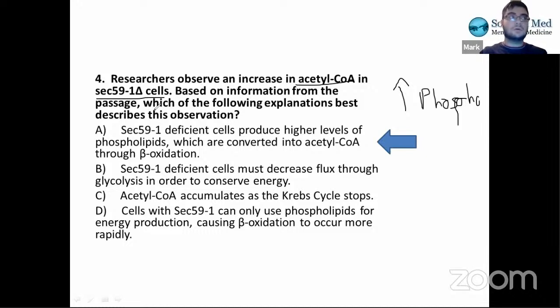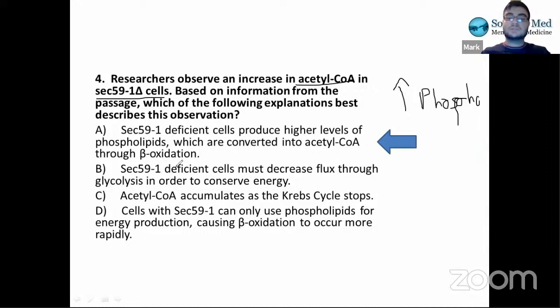And then from the acetyl-CoA, you have a lot of acetyl-CoA per fatty acid actually when you do beta oxidation. And then that acetyl-CoA goes into the Krebs cycle and it just spins and spins and spins, makes a lot of energy, right? That's why fats are really good for giving you a lot of energy, because you can make a lot of acetyl-CoA, and because you have a lot of acetyl-CoA, you can make a lot of cycles of the Krebs cycle, okay? Now, let's move on to the actual question. A, SEC deficient cells produce higher levels of phospholipids, which are converted into acetyl-CoA through beta oxidation. That's basically exactly what I just said, so that seems like a good answer.